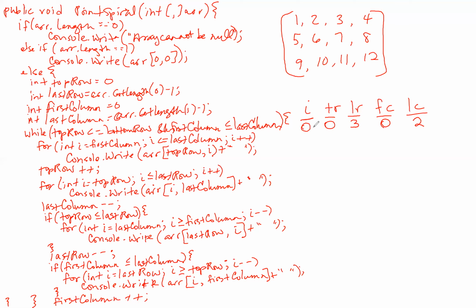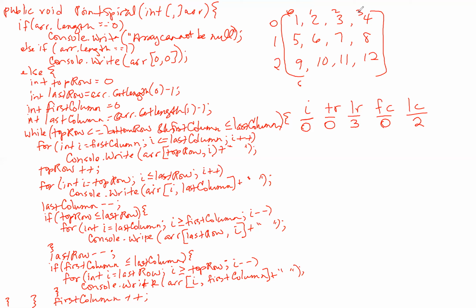I is less than or equal to last column, so it's going to be less than or equal to 2 this time around. Console.write array at top row. Let's actually number these really quick so that it's easier to go through the numbers.